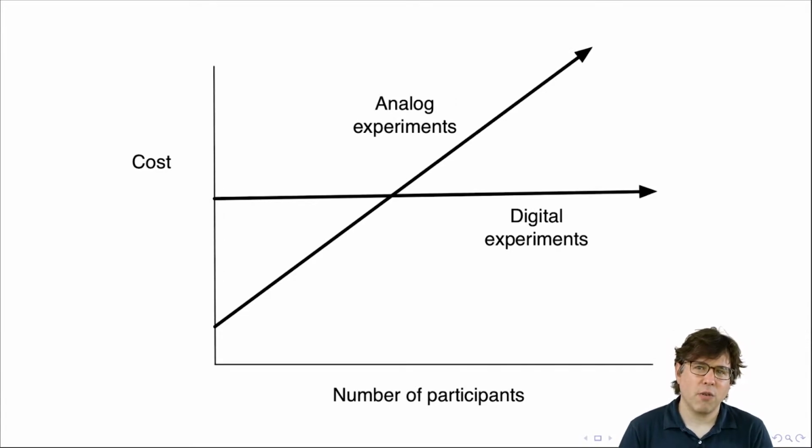Digital experiments have a different cost structure. It costs much more to collect the first piece of data, but then each additional participant is almost free. And so with this zero variable cost, you can run very large experiments that were not possible otherwise.